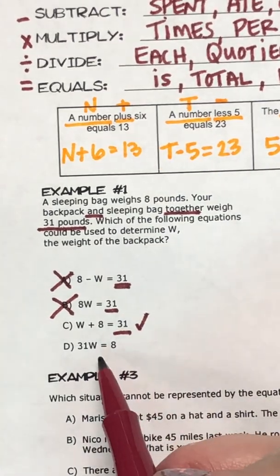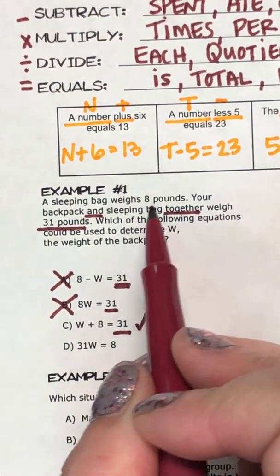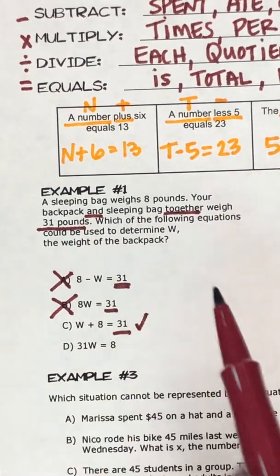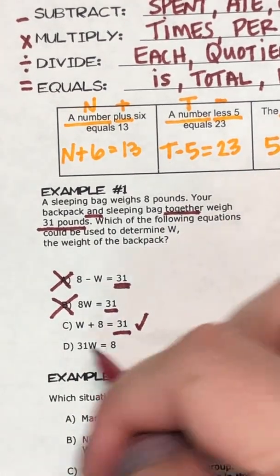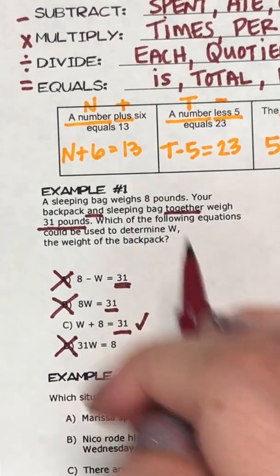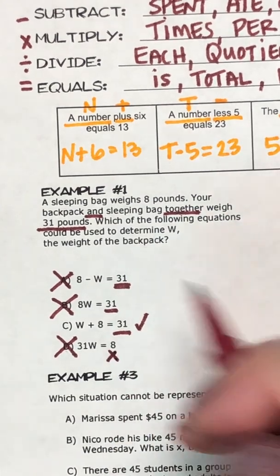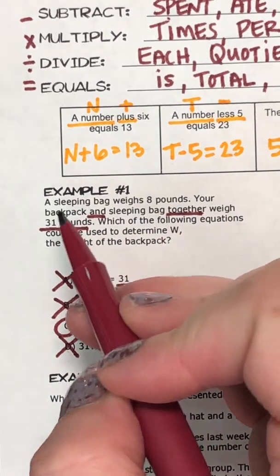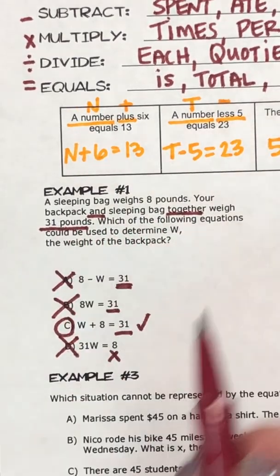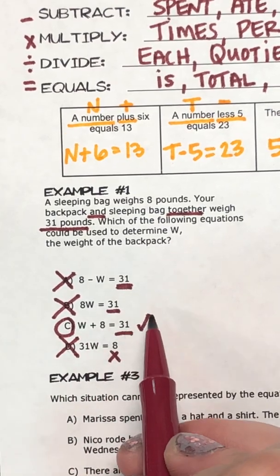But let's check D. So D is 31, the total, times W, which represents the backpack. So are we gonna multiply the weight times the backpack? No. Again, there were no multiplication words in our problem, and the total was not 31 in this problem. Okay, so C is our best answer. And we can go back and check ourselves and say, okay, backpack and sleeping bag equal 31. So if I look at this, sleeping bag and backpack equal 31. Yes, okay? So that's our first example.